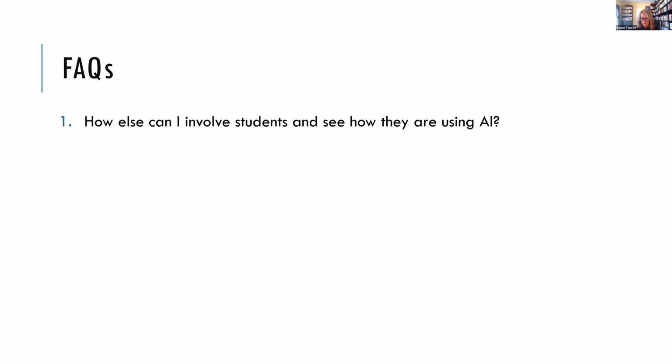So the first question, how else can I involve students and see how they are using AI? So obviously the in-class activities that we've described with you, they really open the door for conversations with our students and they foster a lot of trust. Students have told us directly they feel more comfortable talking with us about AI usage because we use it with them. So that's really important. But you can also collect feedback in anonymous ways, like exit slips are a great way to say, hey, what did you think of this activity with AI?